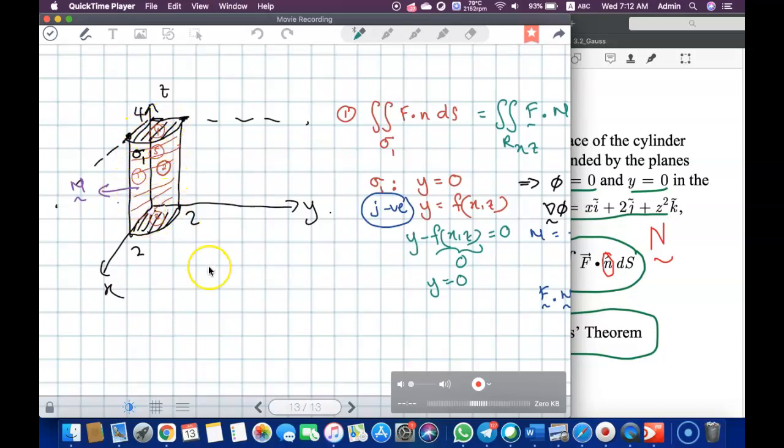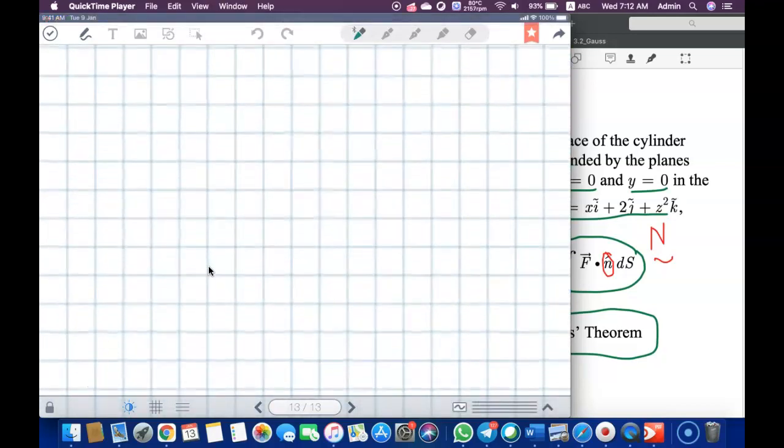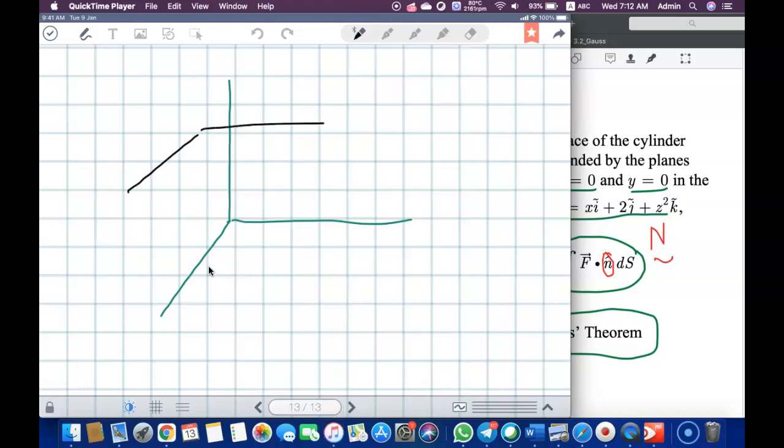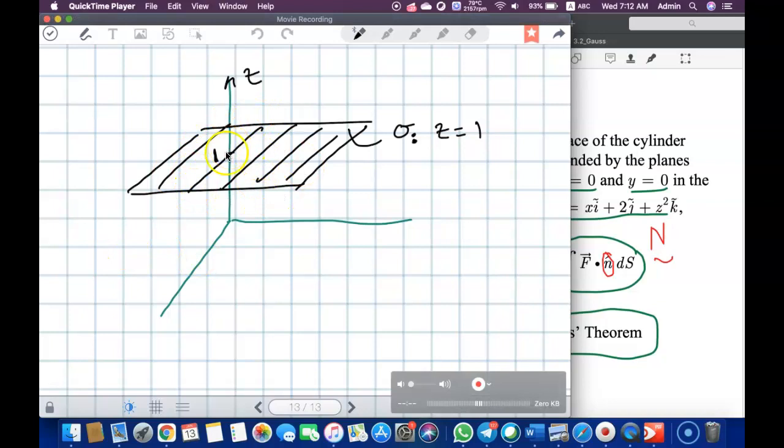But let's say you have an open surface. What is an open surface? I give an example here. Let's say your surface is a plane. So this is an open surface. This is your sigma, where the equation is z equal to 1, for example. So this is at 1. This is an open surface.